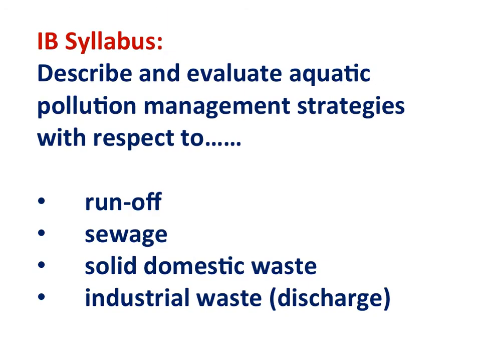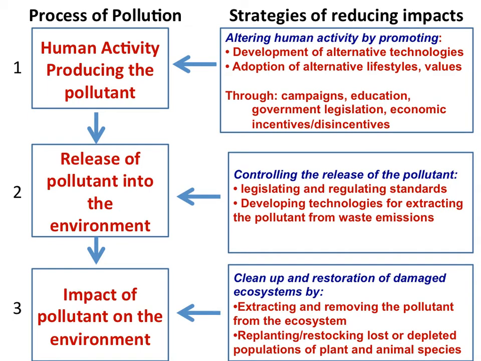So that brings us to the last IB syllabus statement of the movie. Describe and evaluate aquatic pollution management strategies with respect to runoff, sewage, solid domestic waste, and industrial discharge. The framework for managing pollution can be applied to any source of pollution. I'm introducing the framework here in the context of water pollution. Now, societies produce the pollutant, they release the pollutant, and then the pollutant has an impact on the environment. The question is, which strategy is the best one for mitigating the impact of the pollutant?